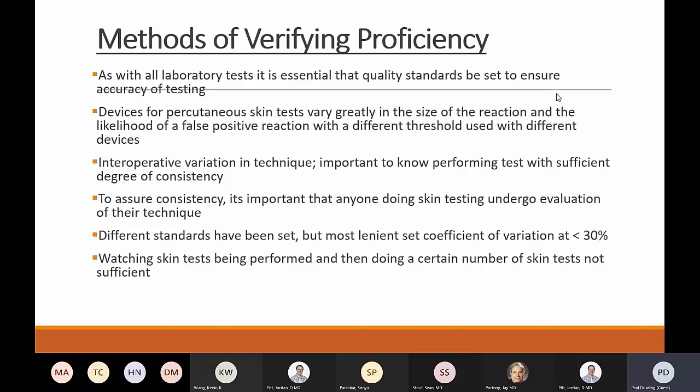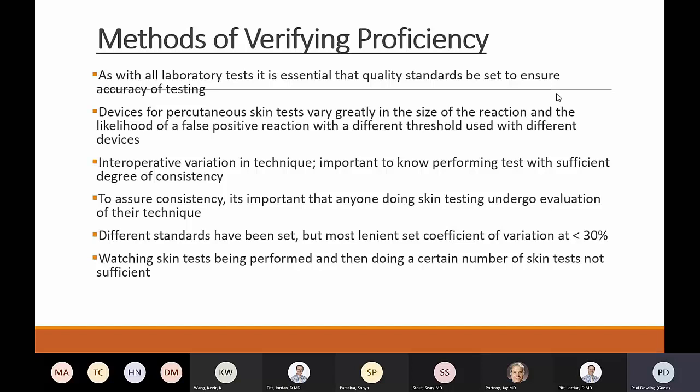There are different standards that have been set. The most lenient is the coefficient of variance being less than 30% between your skin tests. And watching skin testing being performed and doing a certain number of tests doesn't mean you're sufficient. So, see one, do one isn't adequate. And just because you've seen a number of them, or even if you've done a number of them, doesn't mean that you're doing them correctly. So it's important that you learn the technique and that you have a chance to practice it and you keep up your skills.